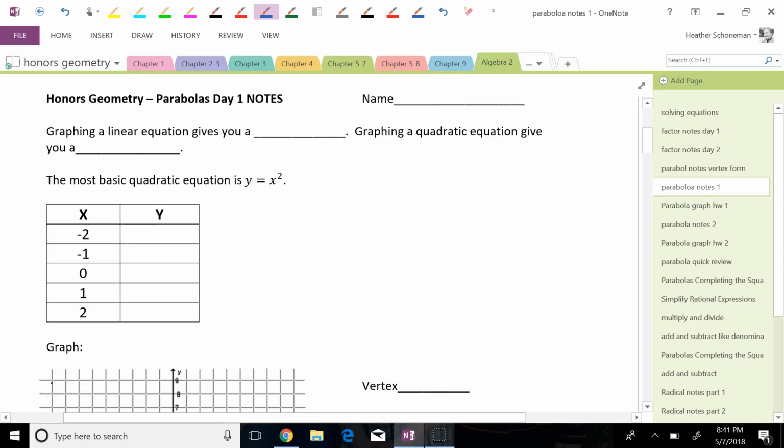Today's lesson is on parabolas. This is a little abbreviated from what the other two classes learned on Monday, but I think you can do this part on your own, and then we'll expand upon it when I get back to class on Thursday.